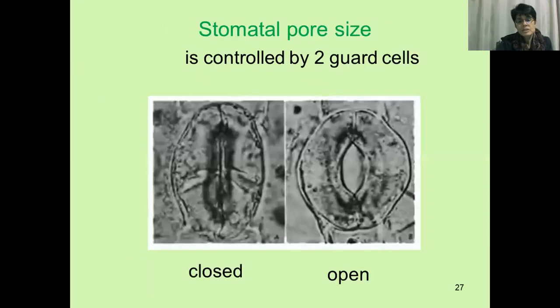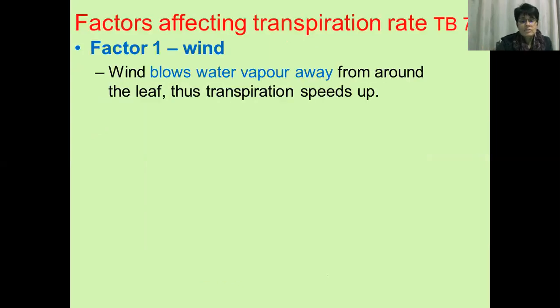Okay, this you've seen, the two guard cells that move apart. All right, so what affects the transpiration rate? This is something a little bit new, and there are some graphs on page 79, the little activity that you're going to do, page 79 to 80.